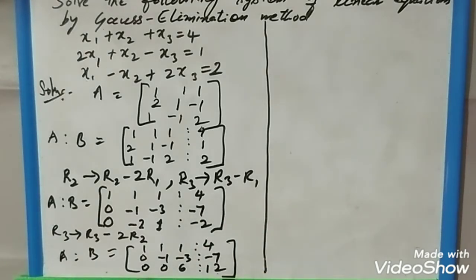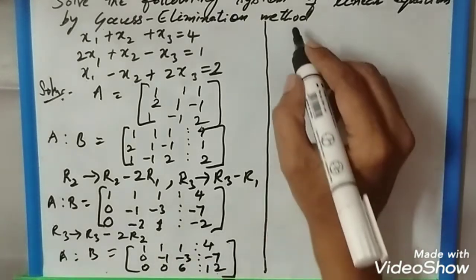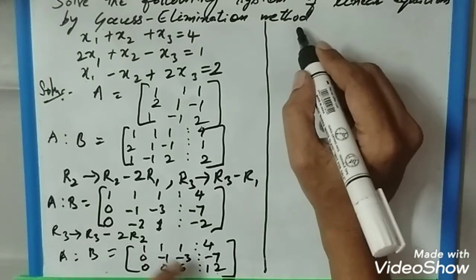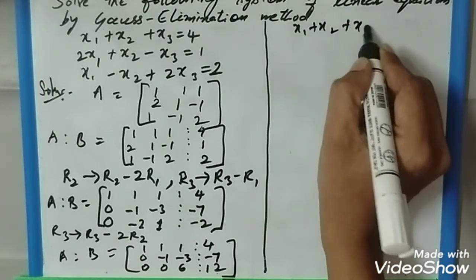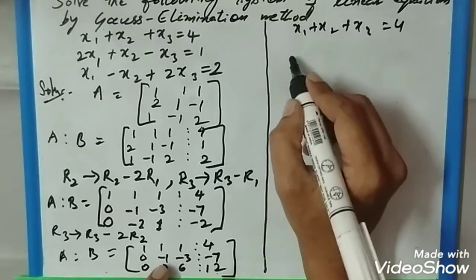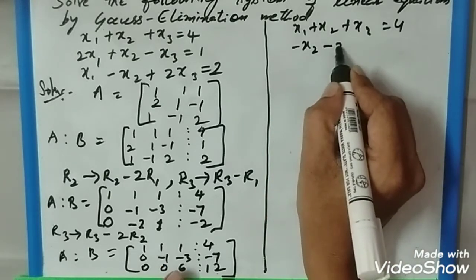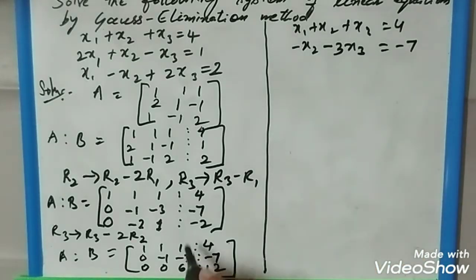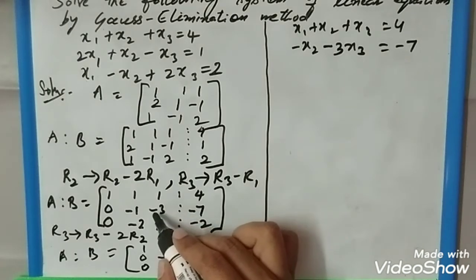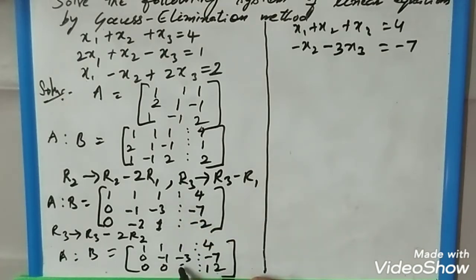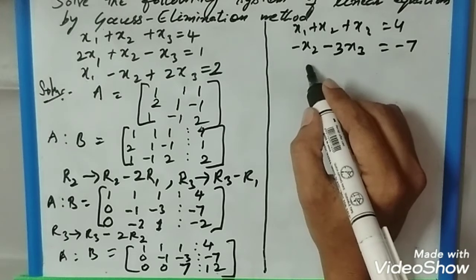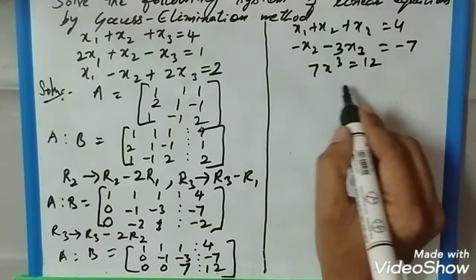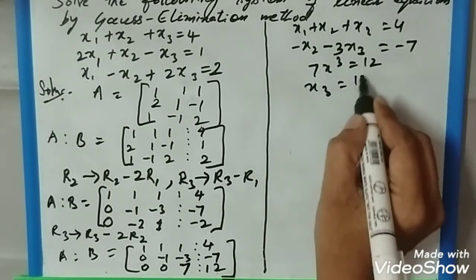So you can see the matrix we got is in a very simple reduced form, the upper triangular form. Now you can write down the linear equations. The first row is x1 plus x2 plus x3 is equal to 4, the second is minus x2 minus 3x3 is equal to minus 7, and finally, this one is not 6, sorry: 1 plus 2 threes is 6, minus 1 is plus 6, plus 1 is 7. So 7x3 is equal to 12. We can solve the final equation now: x3 is equal to 12 by 7.